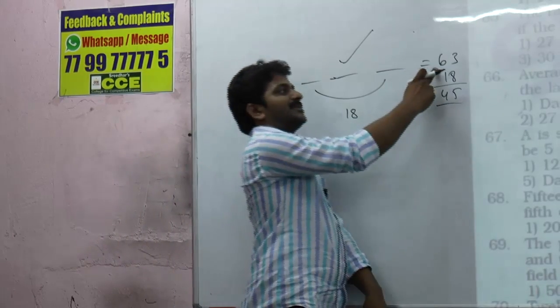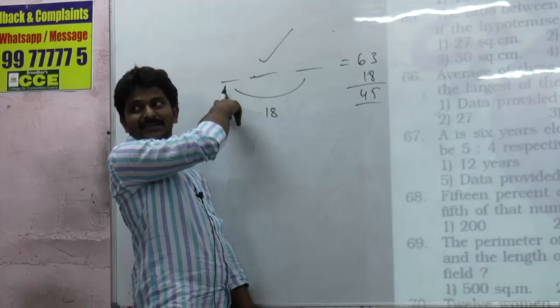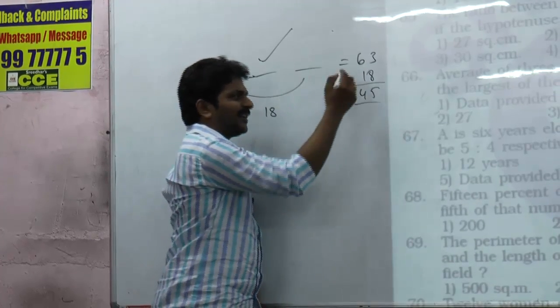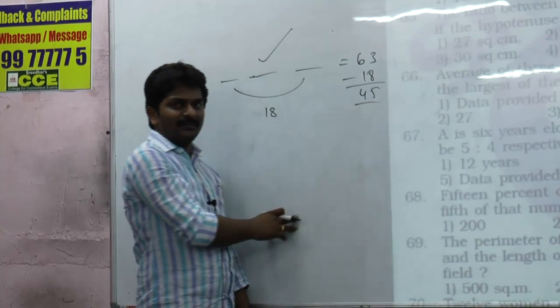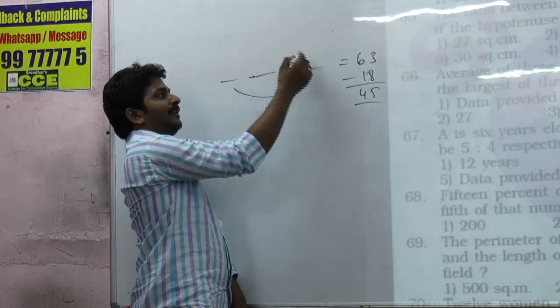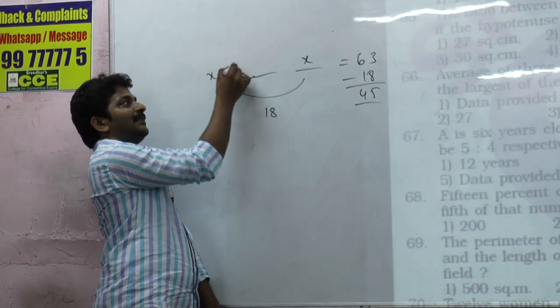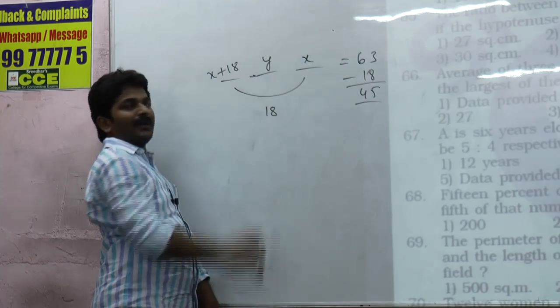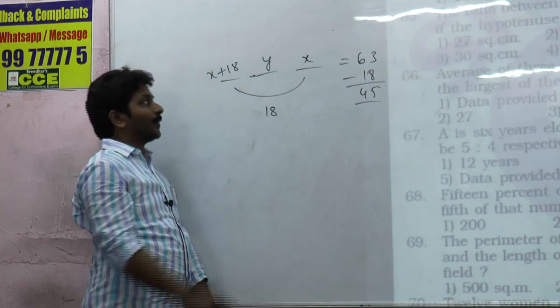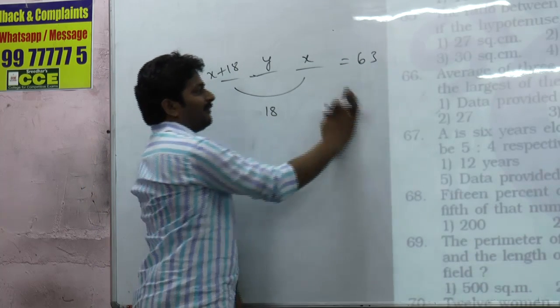See, the sum of 3 numbers is 63. The difference between the least number and the largest number is 18. Let me subtract that 18: 45. Right? So, if this number is x, this becomes x plus 18. And you don't know this number y. We have subtracted 18 from this number.